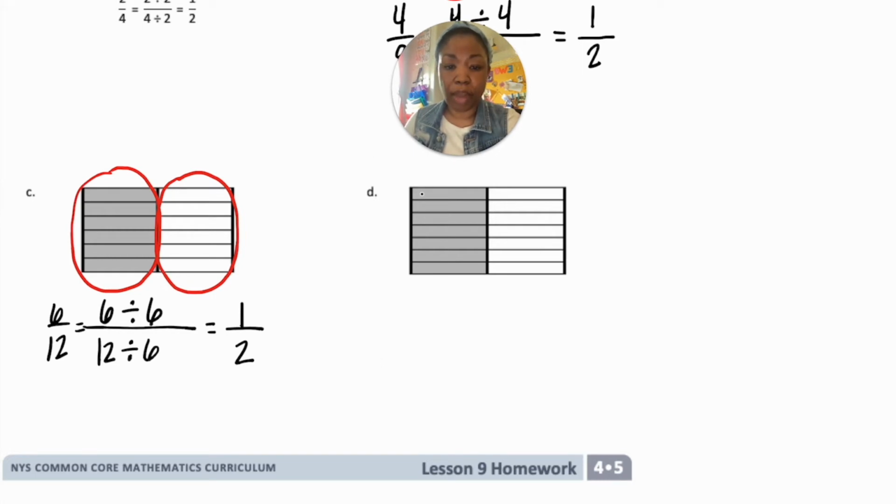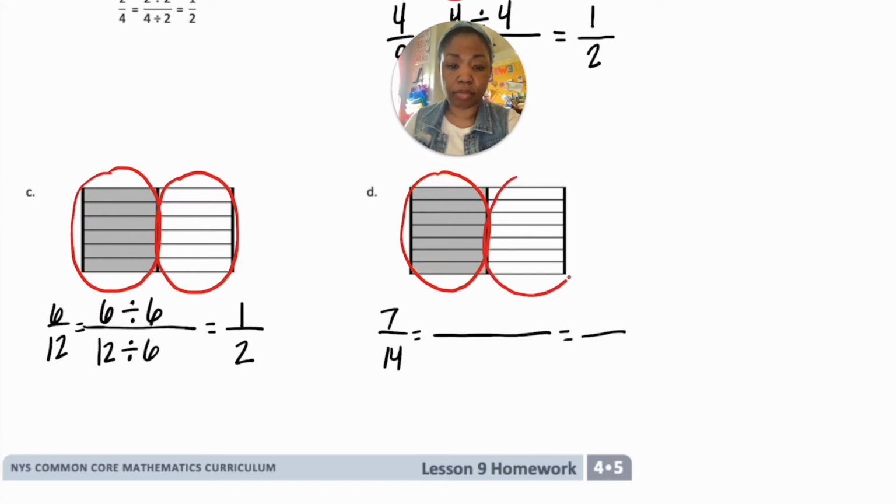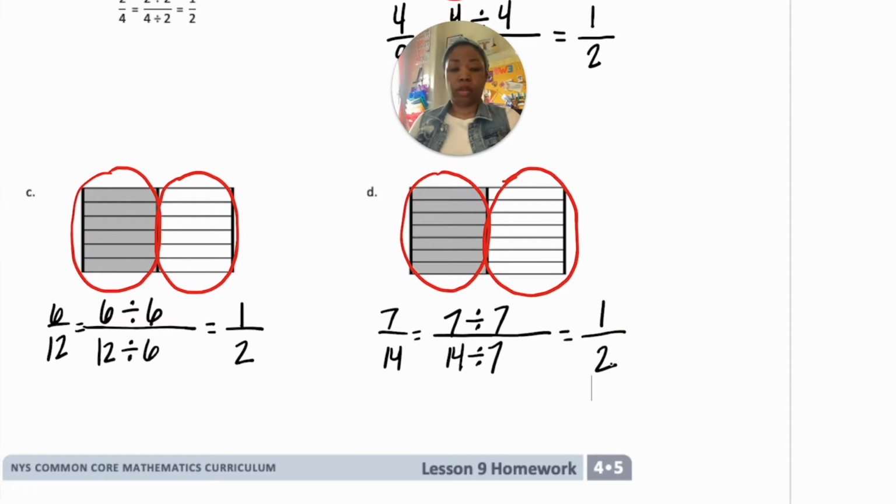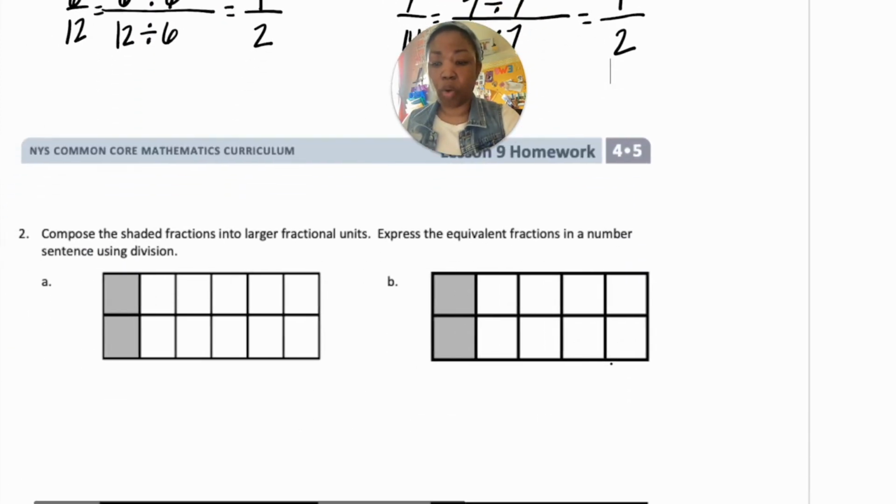For D, we have 1, 2, 3, 4, 5, 6, 7 out of 14. I'm going to make, or compose, I should say, groups of 7. So I'm going to do that 7 divided by groups of 7 and the 14 divided by groups of 7 to make 1/2. Let's go on to number 2.